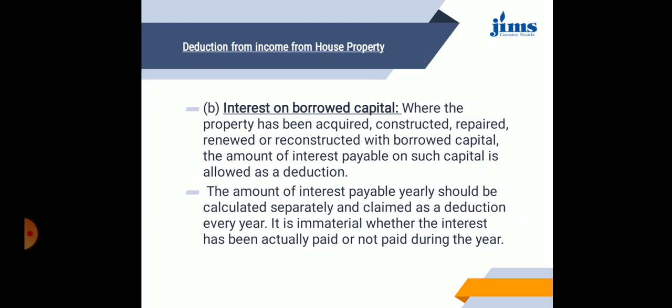In other words, the relationship of borrower and lender must come into existence before it can be said that any amount or any other money is borrowed for the purpose of construction, acquisition, etc. of the house property by one person from another. There must be a real transaction of borrowing and lending. The amount of interest payable yearly should be calculated separately and claimed as a deduction every year. It is immaterial whether the interest has actually been paid or not during the year.